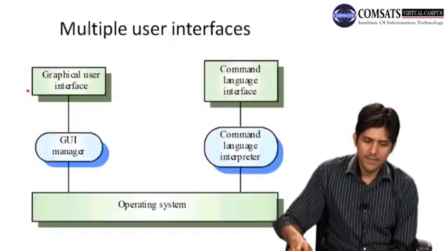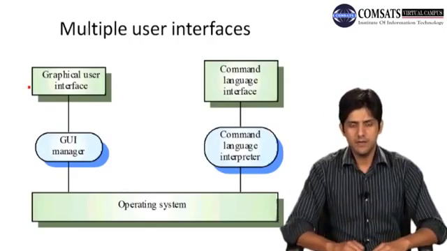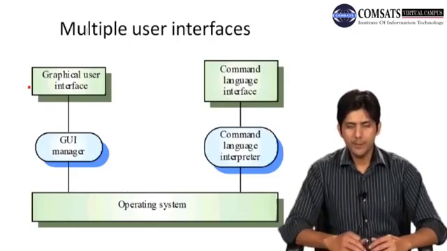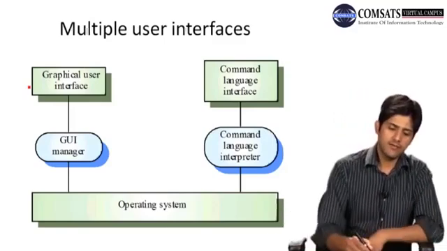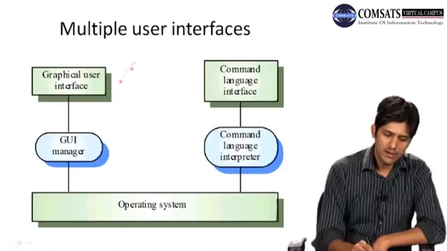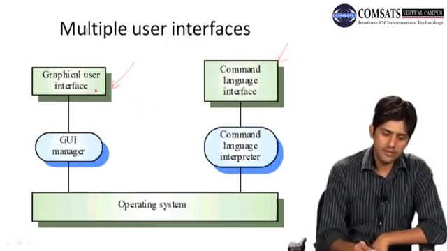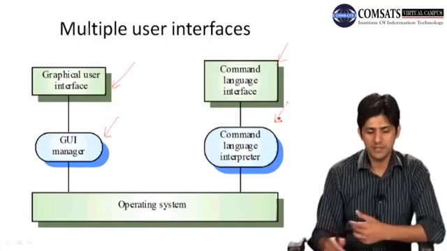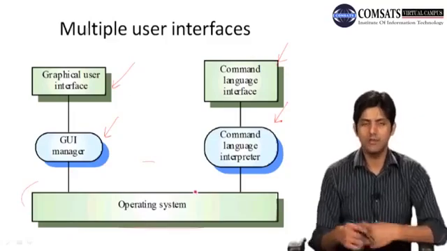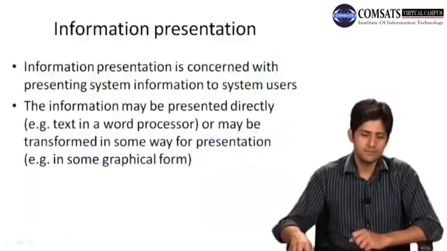Okay ji. Now these applications, like we saw, and I gave you an example briefly before, when you make an application it can have multiple user interfaces, okay. It can have a graphical user interface, and it can have a command language interface. For a graphical user interface you need a GUI manager, and for a command language interface you need a command language interpreter, which then communicates with your operating system. So an application can have these multiple interfaces.